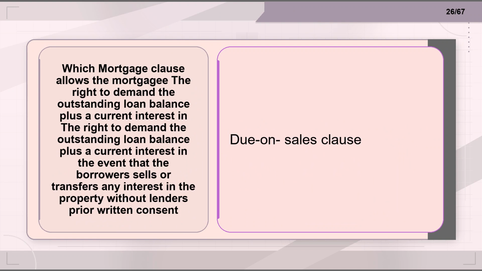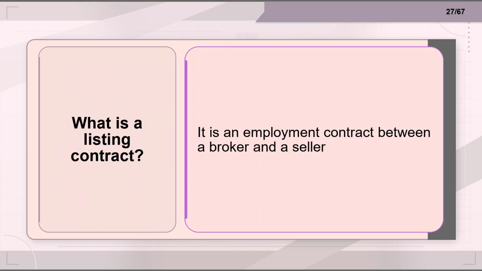Flashcard 26. Term. Which mortgage clause allows the mortgagee the right to demand the outstanding loan balance plus a current interest in the event that the borrower sells or transfers any interest in the property without lender's prior written consent? Definition. Due on sales clause. Flashcard 27. Term. What is a listing contract? Definition. It is an employment contract between a broker and a seller.